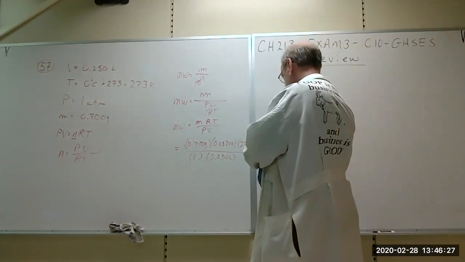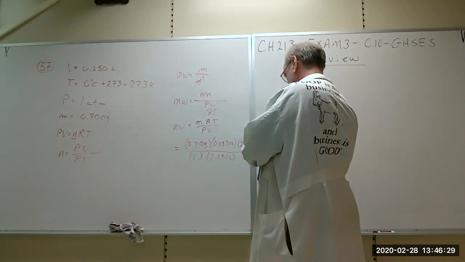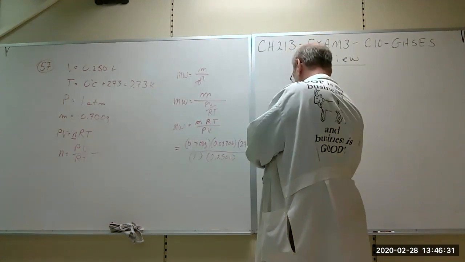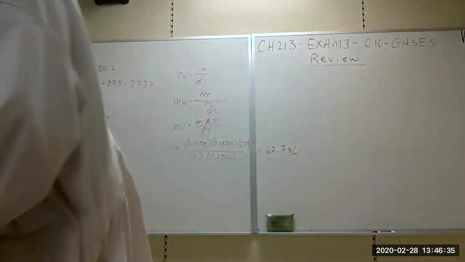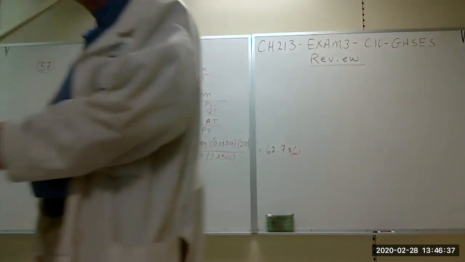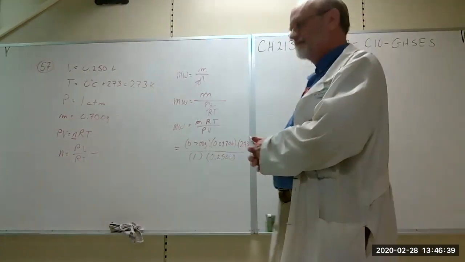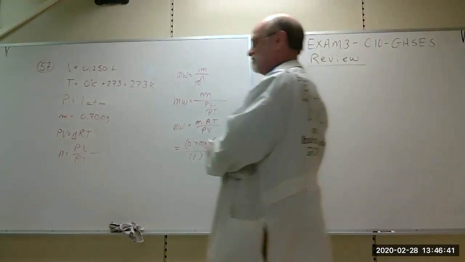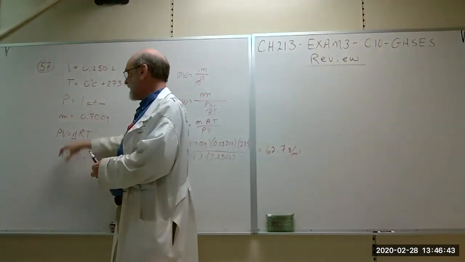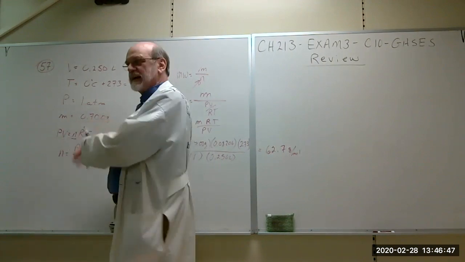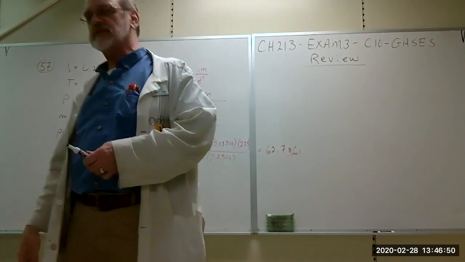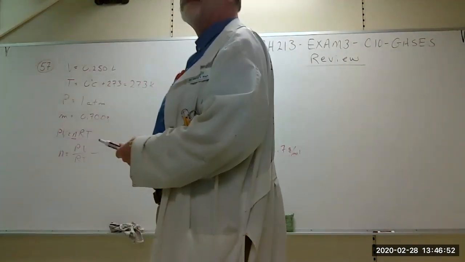So I get 62.7 grams per mole. Okay. Now, if you want to, you can just use this one to find out how many moles there are, and then divide them. I was just giving you an alternative method.